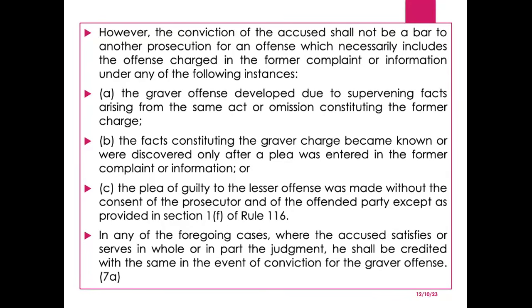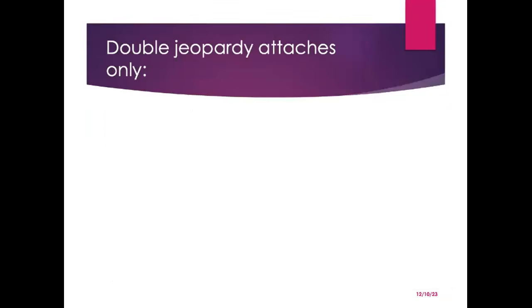Similarly, a person convicted of attempted homicide can no longer be tried, as a rule, under the information for frustrated homicide against the same victim, because the second offense includes the offense charged in the first. Okay? Now, double jeopardy is no longer applicable in administrative cases. Okay? It is not applicable in administrative cases.